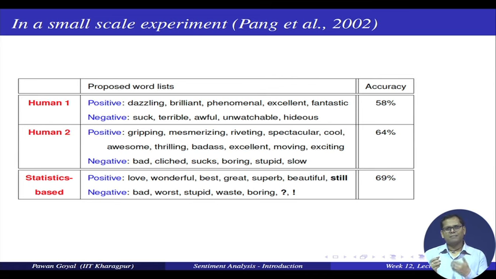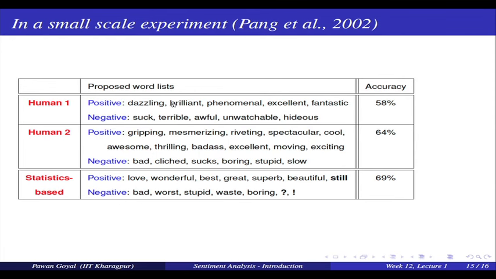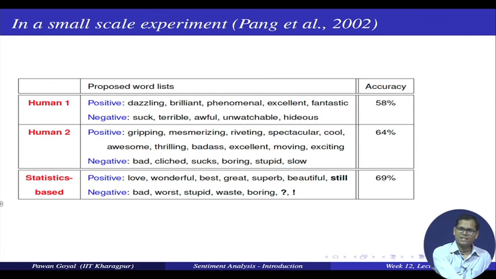And people then came up with different lists. For example, human 1 came up with this list: dazzling, brilliant, phenomenal, excellent, fantastic, and so on. And negative: suck, terrible, awful, unwatchable, hideous. Human 2 came up with this list of gripping, mesmerizing, riveting, spectacular, cool, and negative: bad, cliched, sucks, boring, stupid, slow, and so on. So they came up with different words in the positive and negative class.